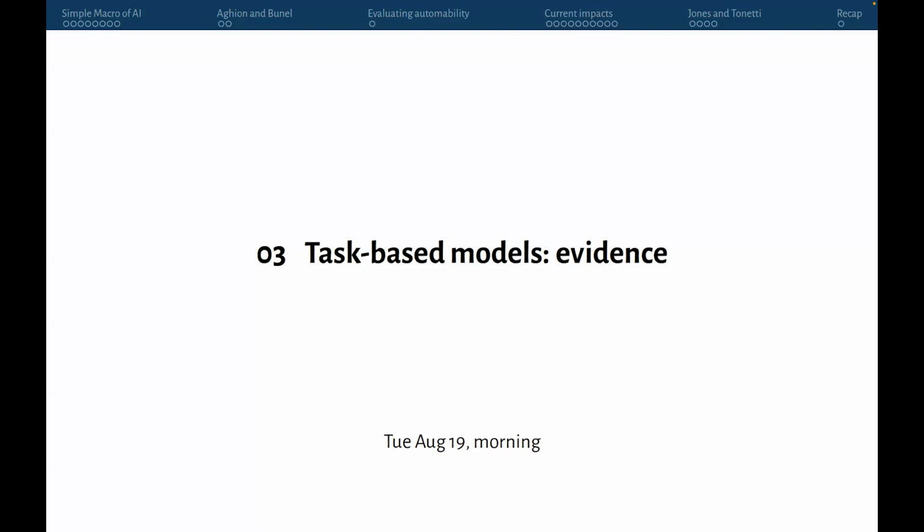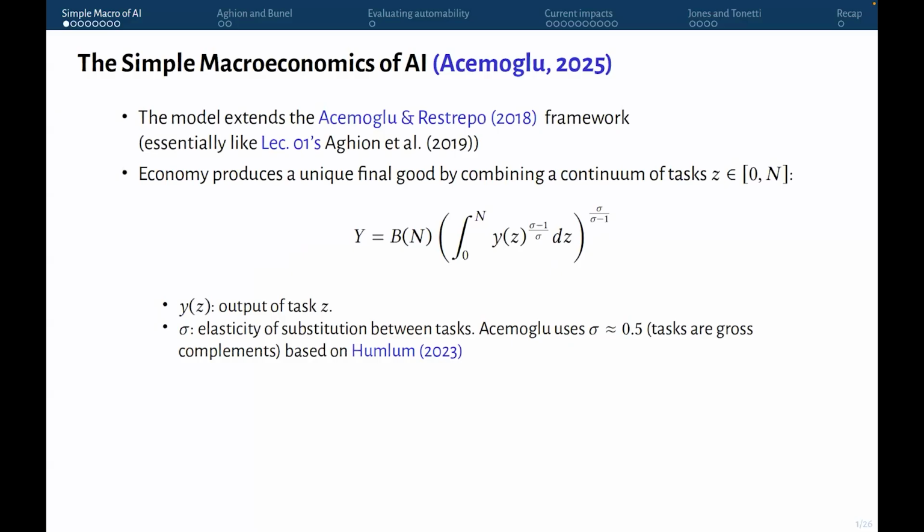Okay, getting into it. We're going to be talking about the simple macroeconomics of AI, this Acemoglu paper. I'm sure many of you have come across it. I think I made this joke in a different context to Phil or someone else here, but one name for this course you could think of is the not so simple macroeconomics of AI. But this is Acemoglu's paper.